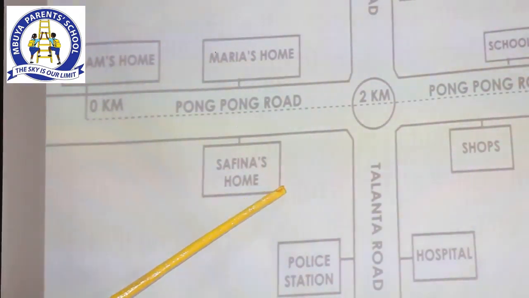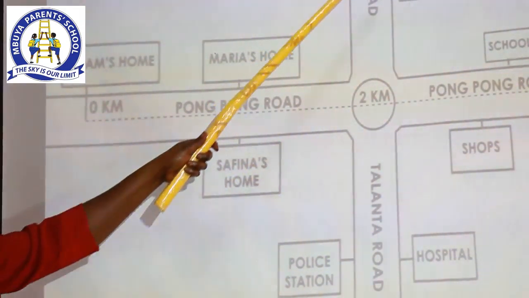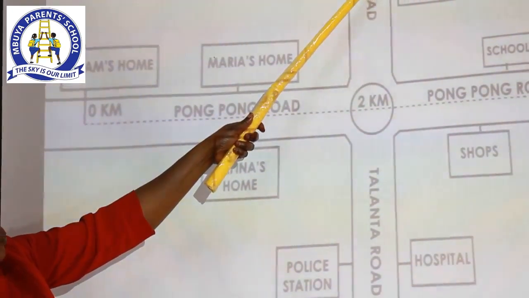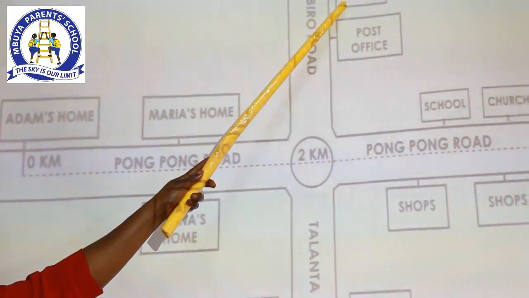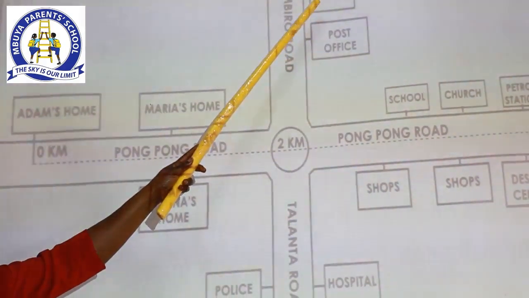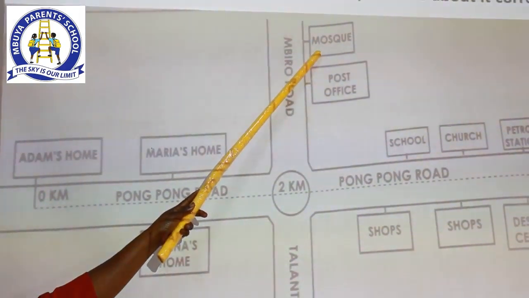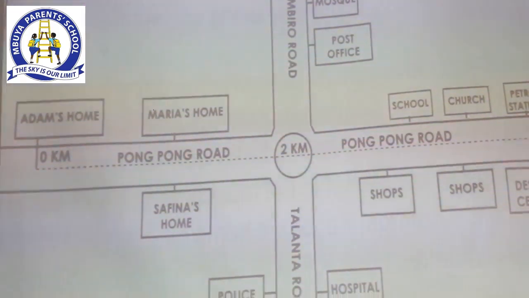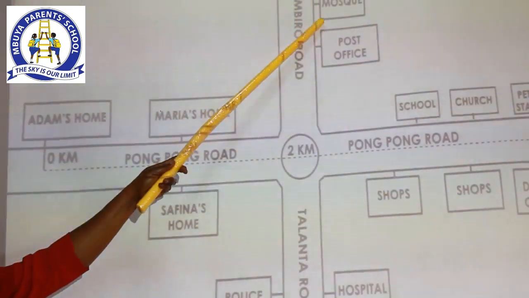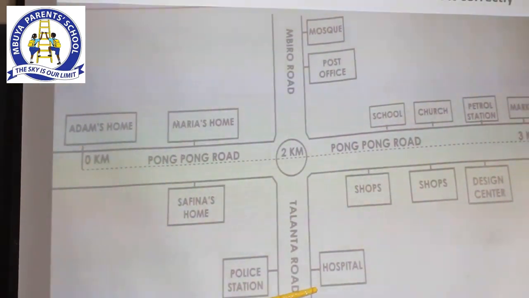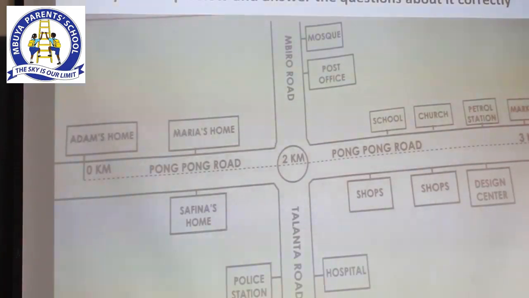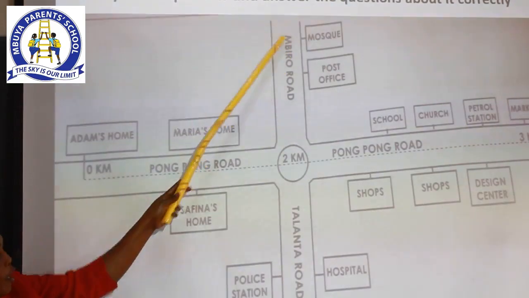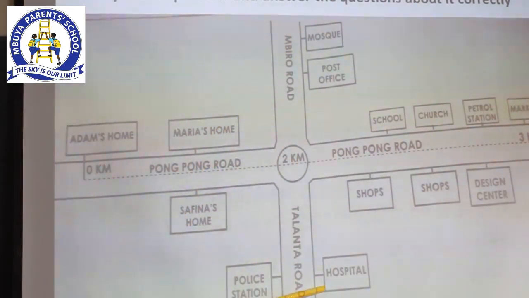We come and look at another building here. Which building is this? The mosque. This building is a mosque. When you look at the mosque and then the hospital, are they near each other? Is the mosque and the hospital near each other? They are not near each other. So the mosque is far from the hospital.